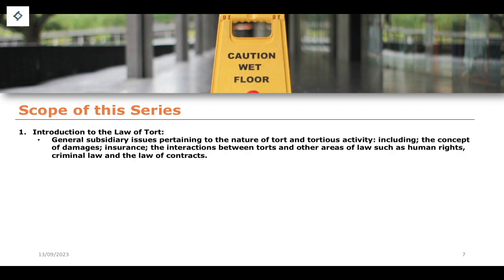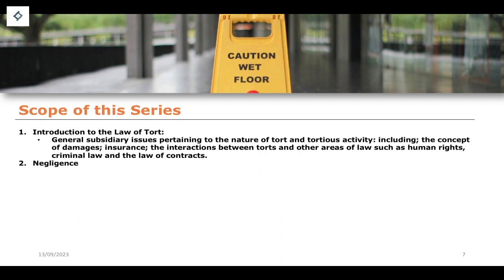It's not going to be particularly long. We're essentially going to be talking about a lot of subsidiary issues which pertain to the nature of tort and tortious activity, including the concept of damages, the idea of insurance within the law of tort, the interactions between the law of tort and other areas of the law, such as that of human rights, the criminal law, and the law of contracts.